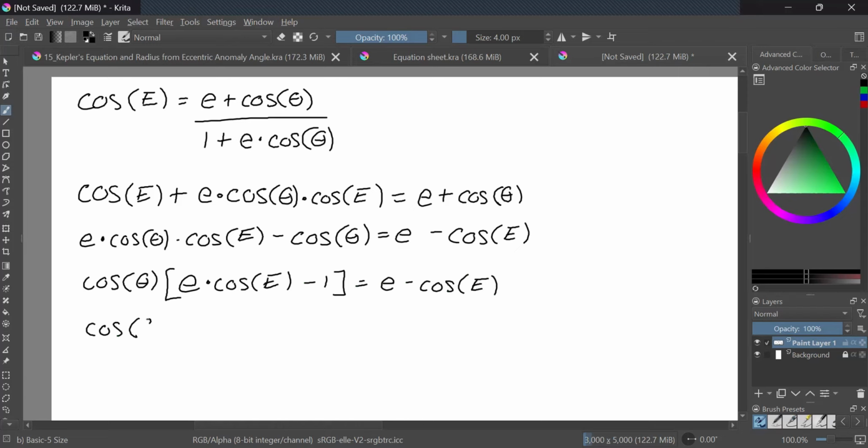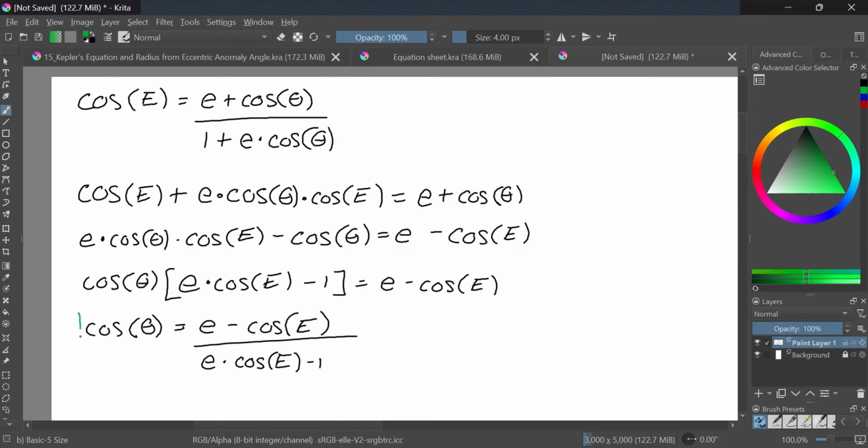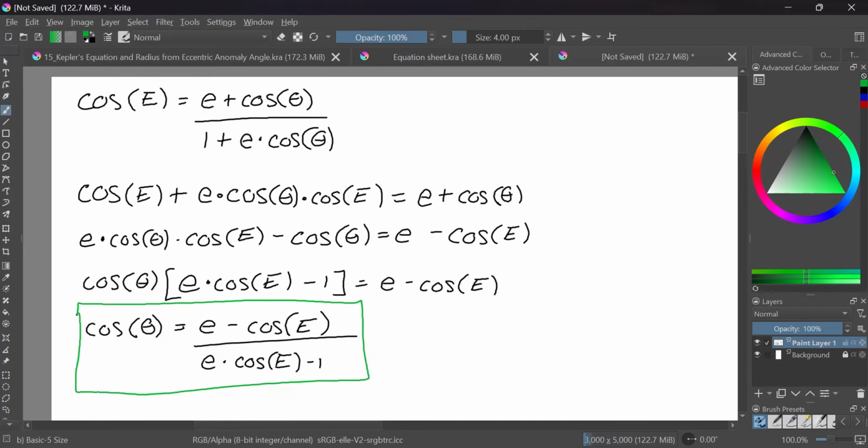Finish solving for the cosine of theta. Equal to E minus cosine of E over E times the cosine of E minus 1. Very nice. Very, very nice. And so that will be our cosine equation for the conversion from eccentric anomaly angle to true anomaly angle.